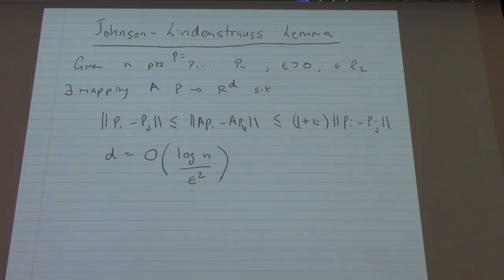So let's first try to understand what is surprising about this. The first surprising thing is that the source dimensionality does not matter. The points could be in three dimensions, in which case this may not make any sense. The points could be in a gazillion dimensions. It still doesn't matter. It still works the same way.